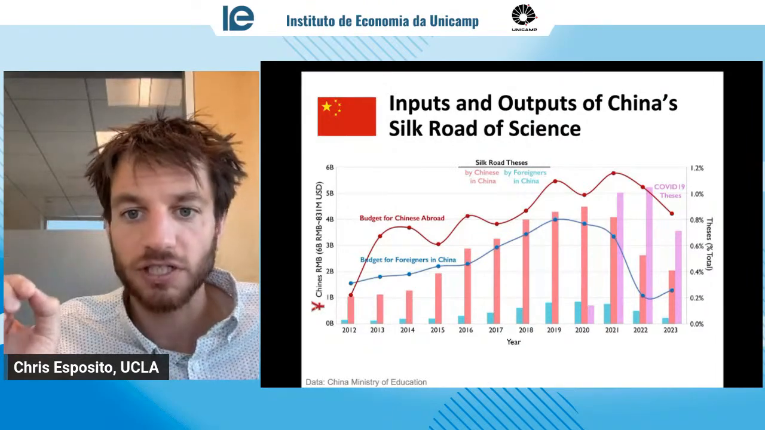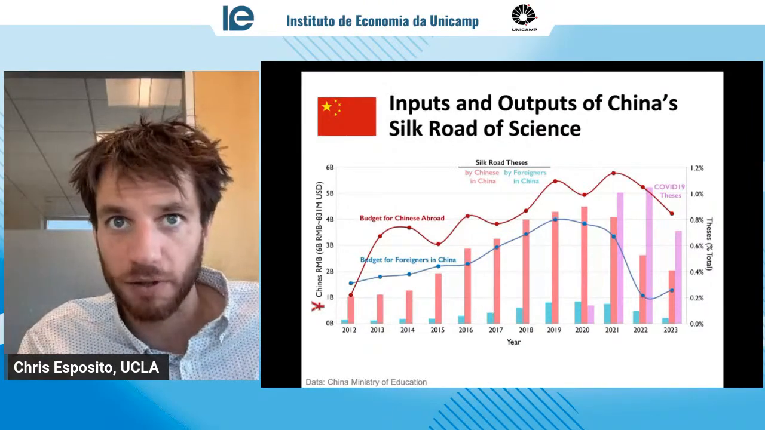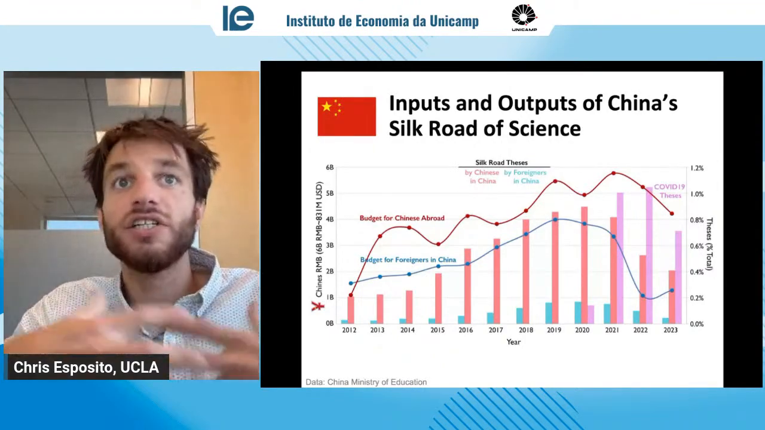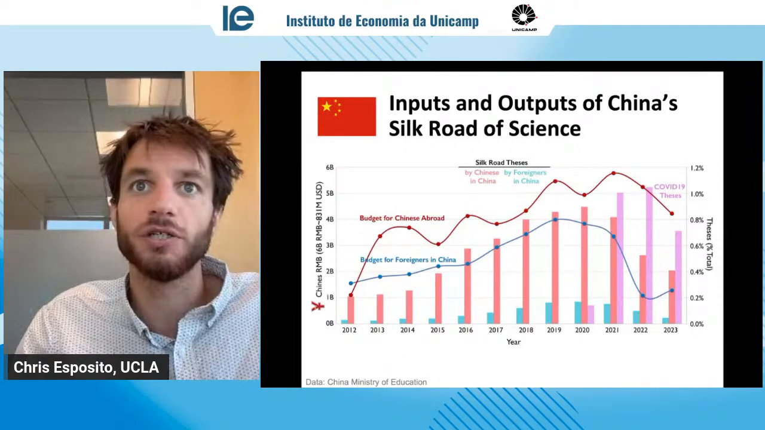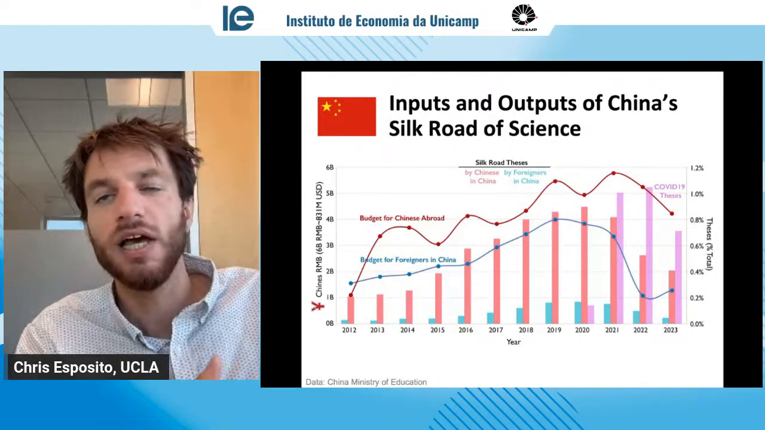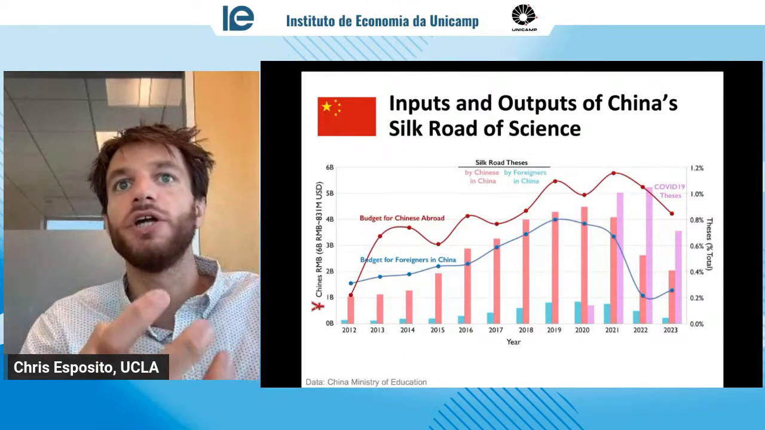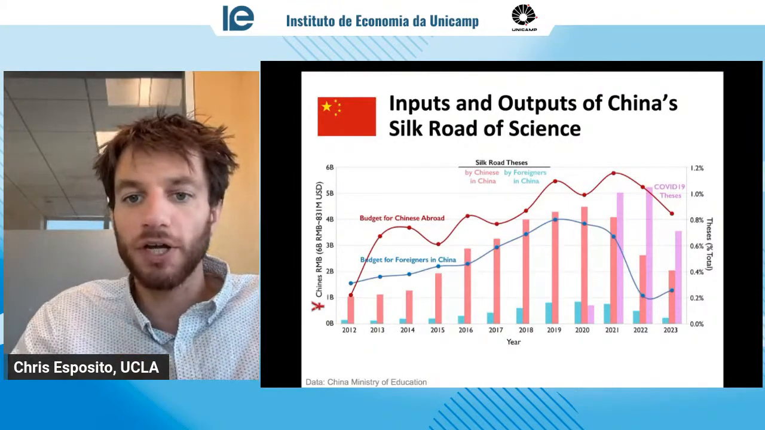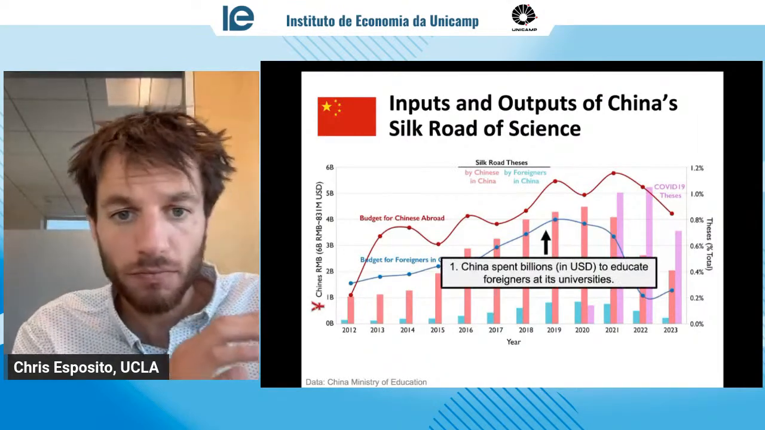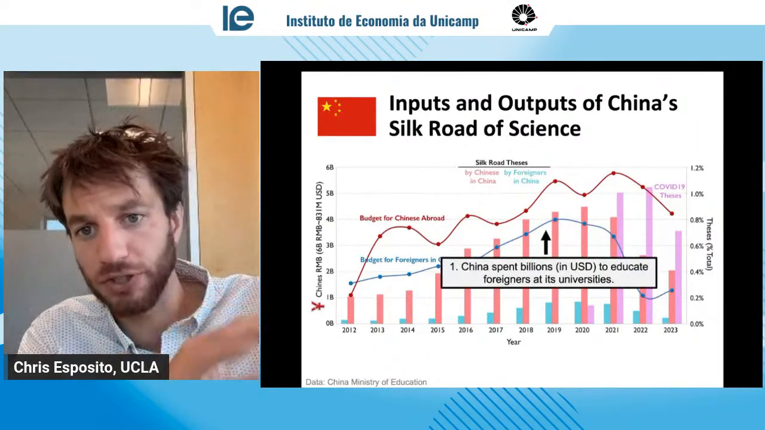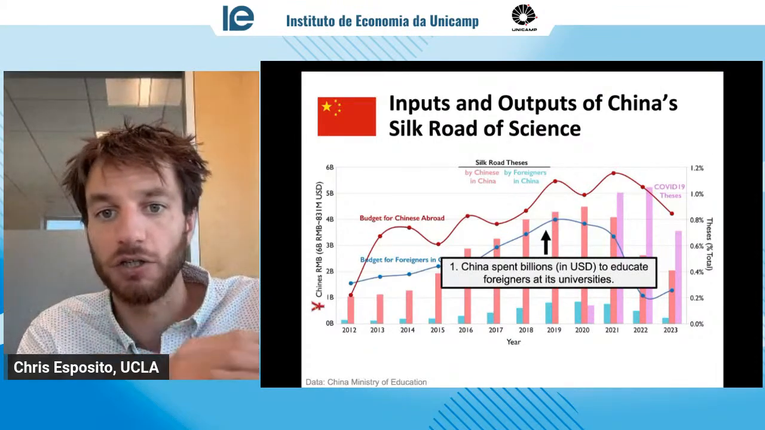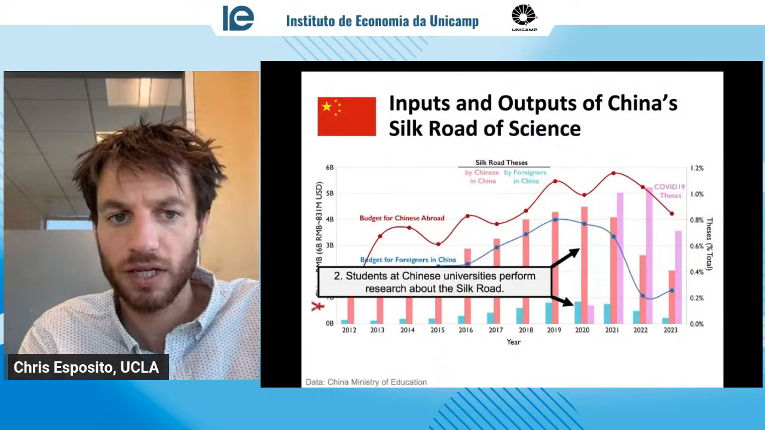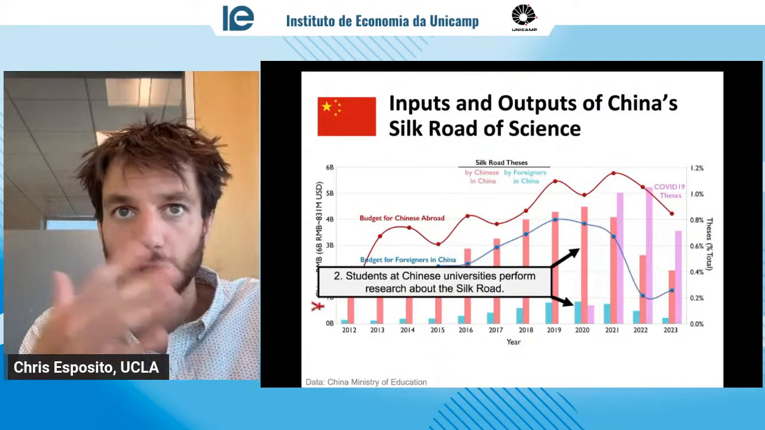So what this shows us is that there's this ramp up of knowledge and scientific production that's dealing with an economic system that China has put into place through a series of capital investments that are aimed in part to generate returns on capital for China, right? So what I really want you to take away from this figure is the first point. China spent billions in US dollars, $4 billion in US dollars over the whole time period to educate foreigners at its universities. And those foreigners are increasingly from the Silk Road.